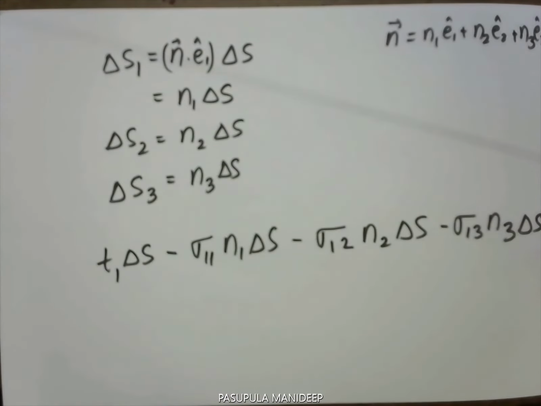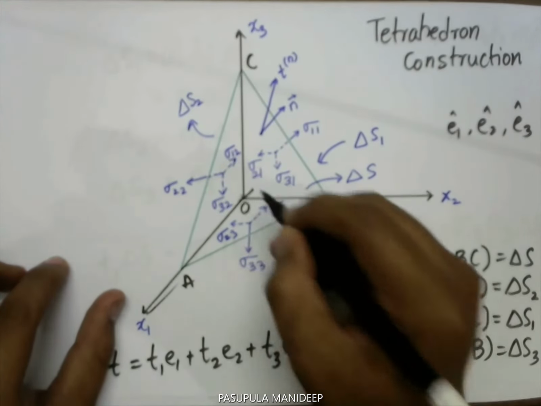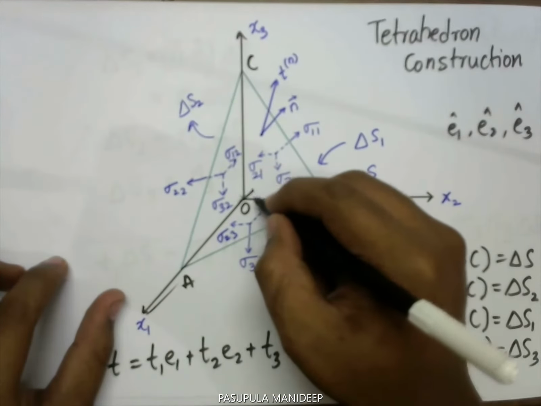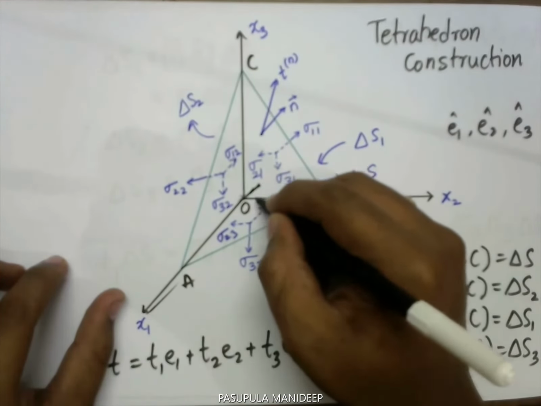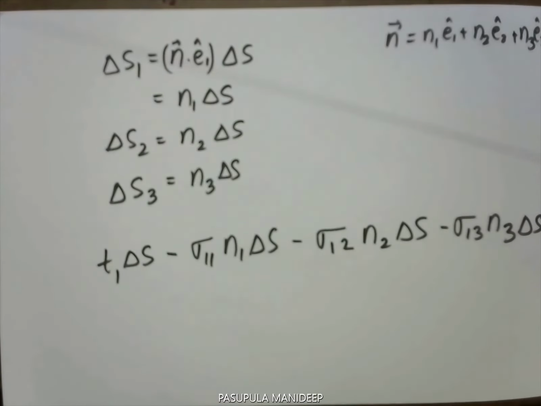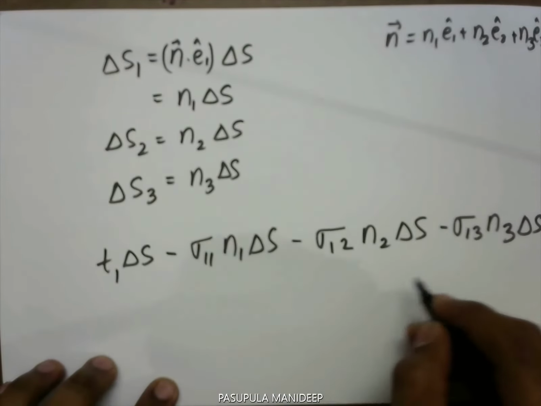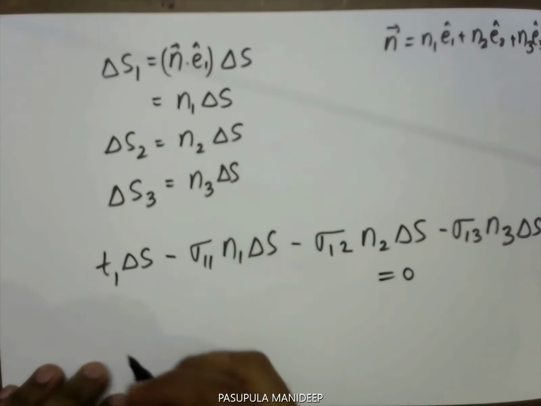And as for the tetrahedron, let us consider the length of the perpendicular from the origin to the base to be h. Then as h tends to 0, the resultant forces in each direction will be equal to 0. This will be equal to 0, right?